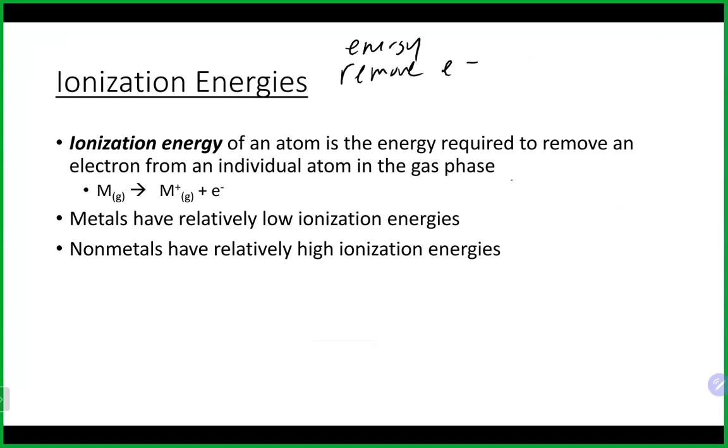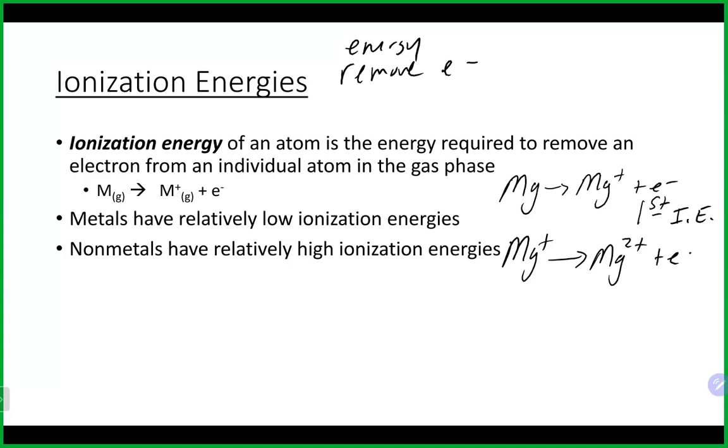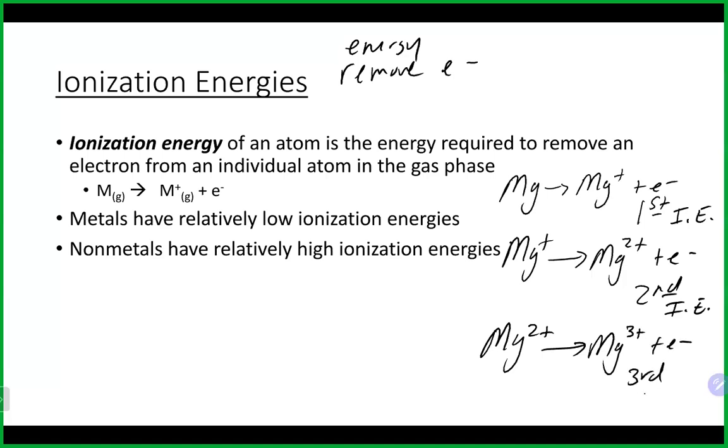So for example, if you take something like magnesium, the first thing that will happen is magnesium will lose one electron and become +1 charged. That is what is known as the first ionization energy, the energy to remove the first electron. What happens next is that magnesium that's already lost an electron will then lose a second electron. That is the second ionization energy, like the name implies, the energy required to remove the second electron. And maybe it loses one more electron, and that is the third ionization energy.